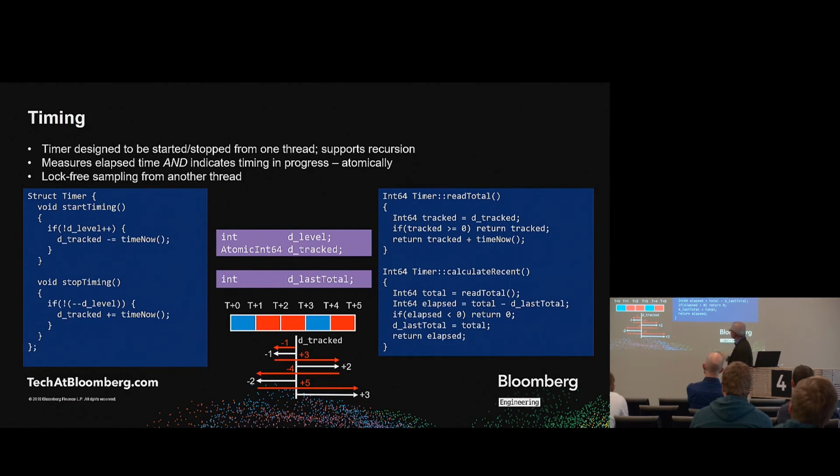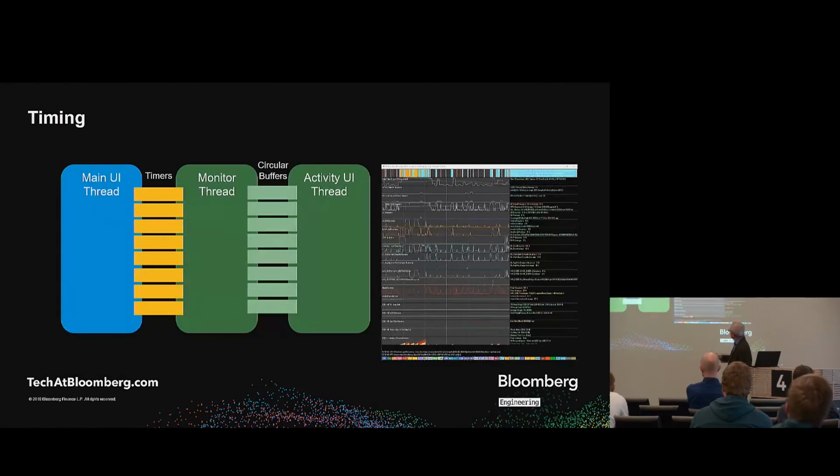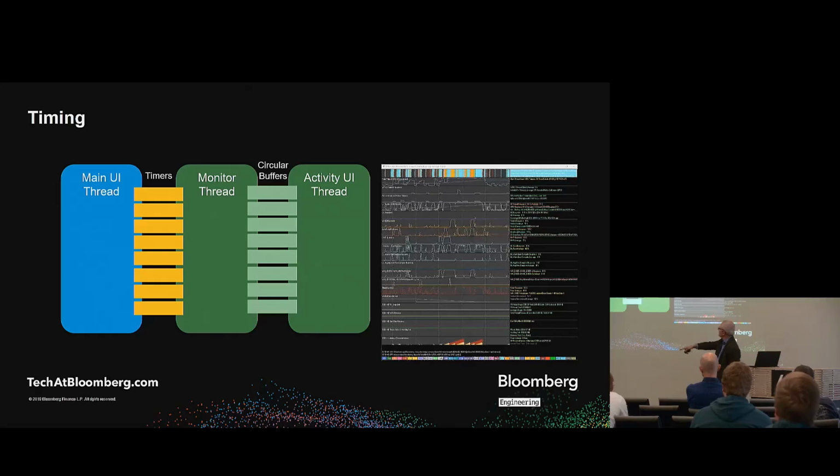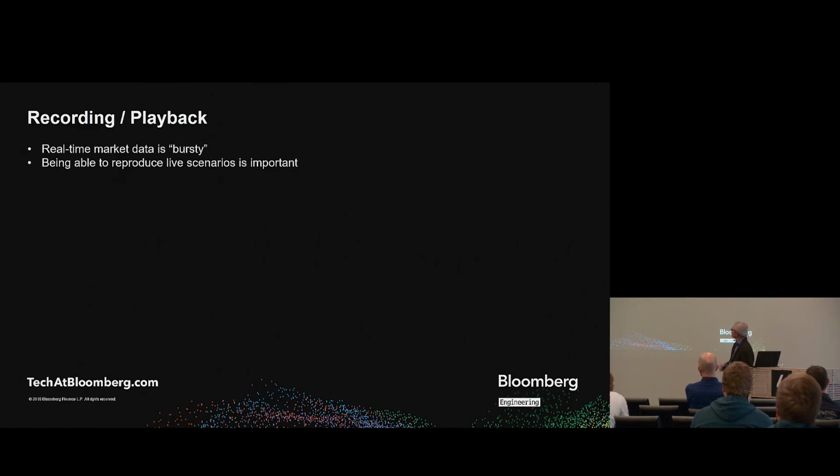So we actually use this ourselves in this kind of system where we have the main thread timing things, saying what it's doing in a very lightweight way. We have a monitor thread which basically writes this data into circular buffers. And then we have a separate UI thread running this thing, which allows us to observe what's going on. It's relatively unusual to have multiple UI threads in the same process on Windows. But this really works very well for us.